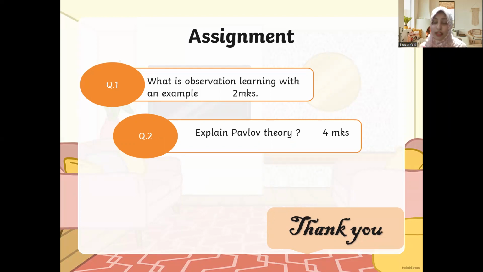And the next important question is, explain Pavlov's theory. Okay, this usually comes for 4 marks. So you can draw a picture of the dog and whistle and what happens during conditioning, what happens before conditioning. You can make the entire drawing and you can write your answer. So this usually comes for 4 marks.